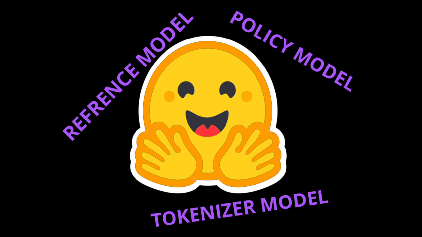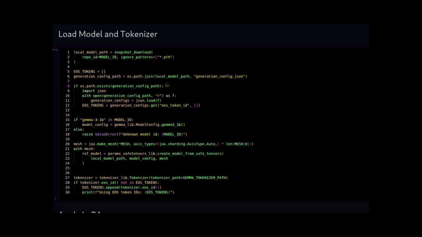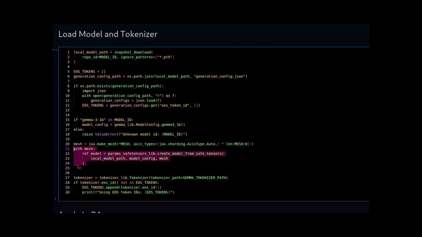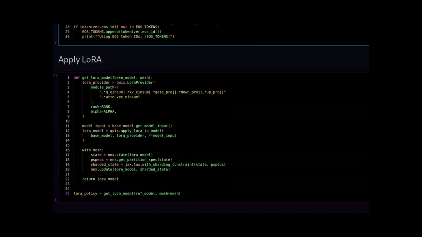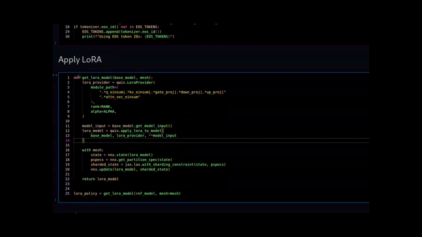I'll get my reference policy and tokenizer model from Hugging Face, and I will also retrieve the training dataset from the same website, which we have already pre-processed before this task. Tunix has built-in support for loading models and applying LoRA adapters to them, so we use that. Now we have mutable model parameters that we can fine-tune.